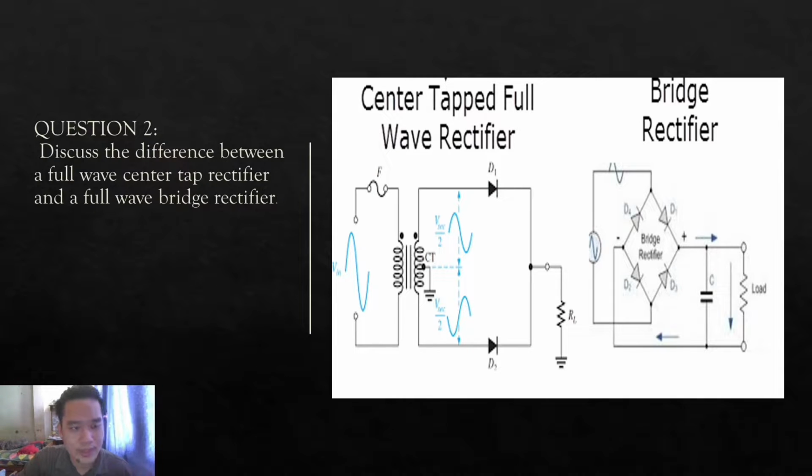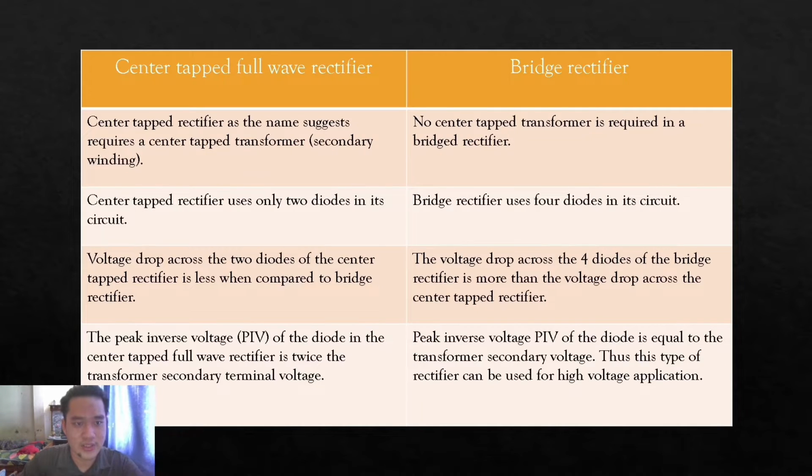Question 2. Discuss the difference between a full wave center tap rectifier and a full wave bridge rectifier. The center tap rectifier, as the name suggests, requires a center tap transformer or secondary winding. For the bridge rectifier, no center tap transformer is required. The center tap rectifier uses only 2 diodes in its circuit. Meanwhile, the bridge rectifier uses 4 diodes in its circuit.